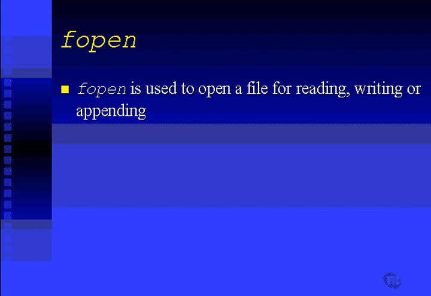The first function that we need to examine is fopen. You can't do any file manipulation without calling fopen, so it's probably the most commonly used and one of the most important functions that we can use. It's used to open a file for reading, writing, or appending. And it doesn't matter if it's a text file or a binary file, it'll open either one just as easily.